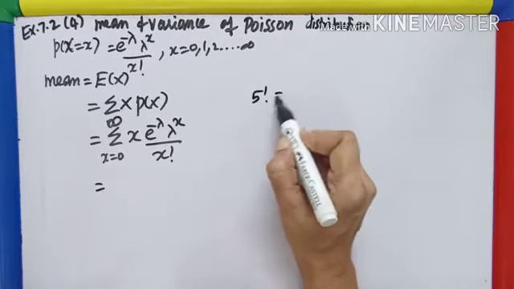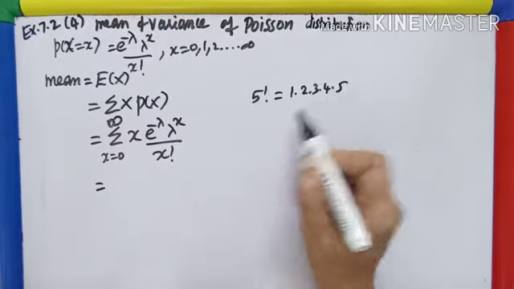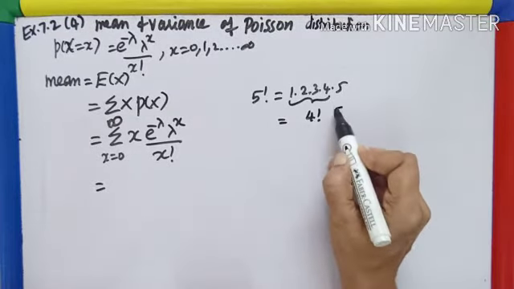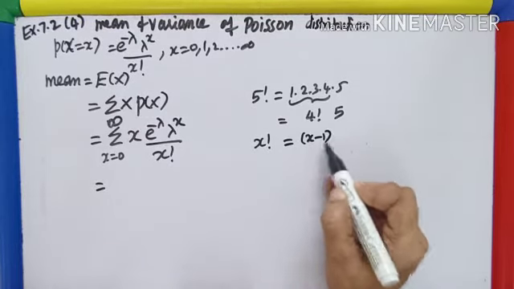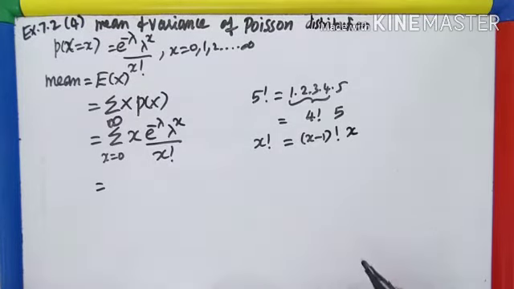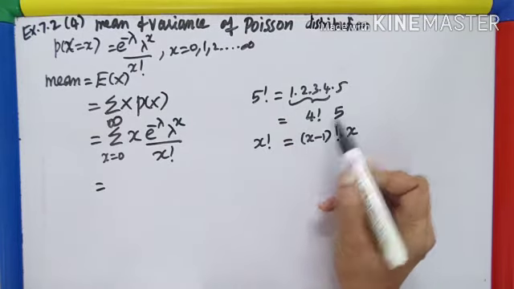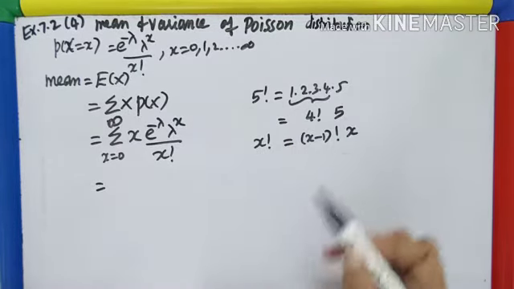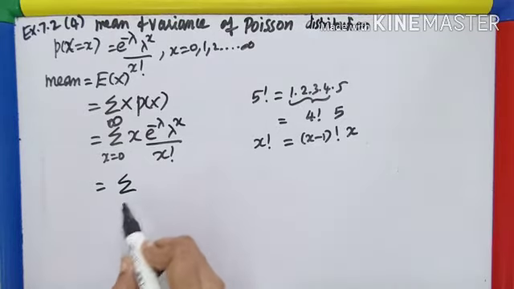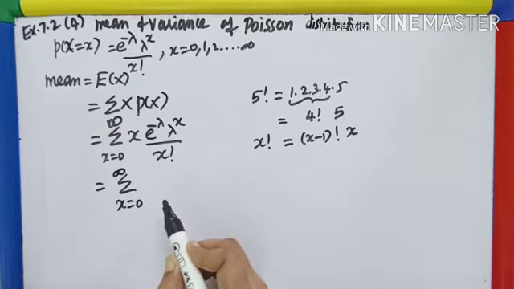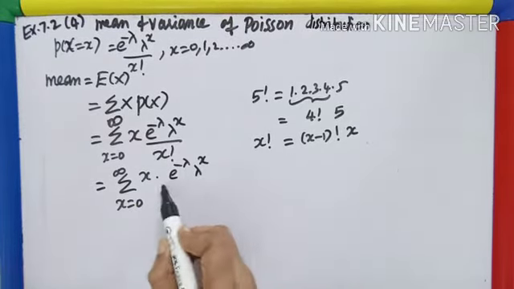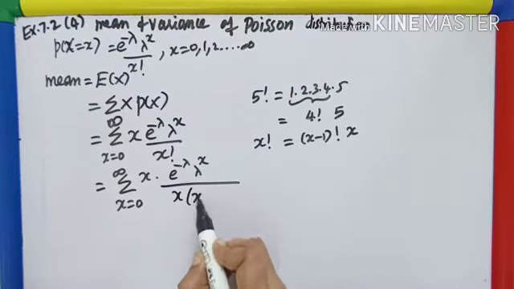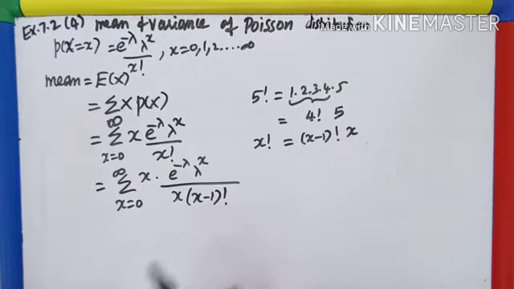See, 5 factorial I can write as 1, 2, 3, 4, 5, which is 4 factorial into 5. In the same pattern, x factorial can be written as x minus 1 factorial into x. 5 is 4 into 5; same way, x factorial is x minus 1 factorial into x. Writing it here, sigma x is equal to 0 to infinity, x into e power minus lambda, lambda power x by x into x minus 1 factorial. We are writing from here. X and x will get cancelled.